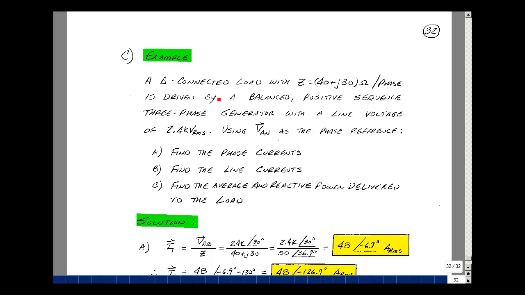Suppose that we have a delta connected load with a per phase impedance of 40 plus j30 ohms, and it's driven by a balanced positive sequence three-phase generator which has a line voltage of 2.4 kilovolts RMS. Using the phase voltage V sub AN as a reference, can you find the phase currents, find the line currents, and then find the average and reactive power delivered to the load?